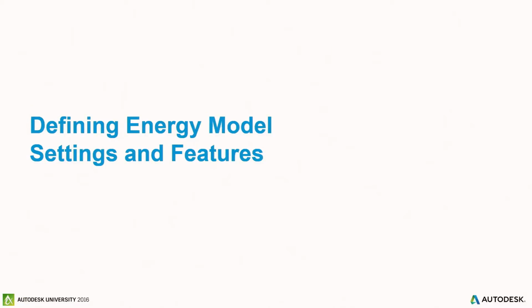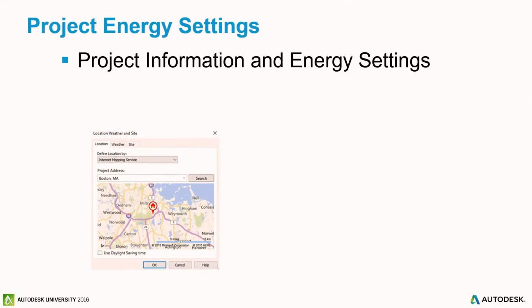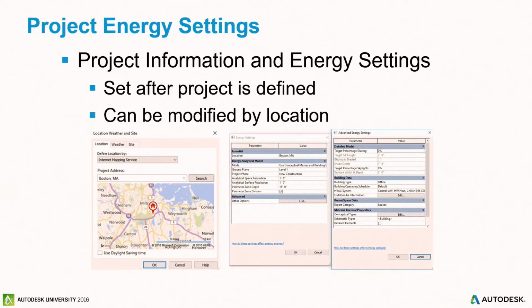Okay, so we're going to talk about energy modeling settings and features. These are a couple other things that you need to look at after the project starts to make sure that everything's working correctly. The first thing you're going to look at is the project information and energy settings. These are set after the project is defined, and they can be modified by location.